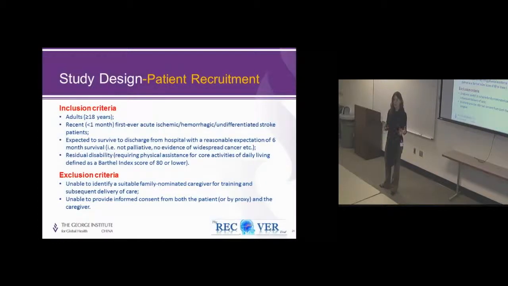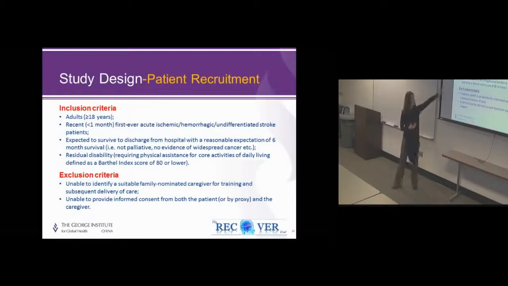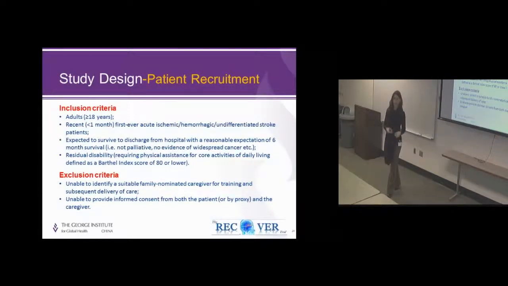If people are severely impaired but still expected to survive 6 months, for example, that they're not, we have here no evidence of widespread cancer, indications that they would need palliative care by westernized standards, then we're going to include them. But on the higher end, this Barthel index goes to a score of 100, scored on intervals of 5. So anybody over a score of 80, we're actually not going to include at this time, particularly because of our focus on functioning.